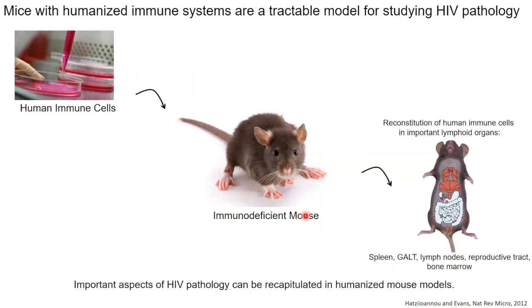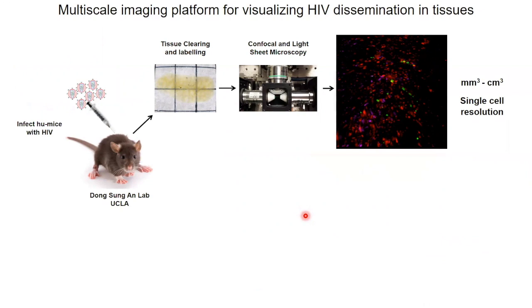The main platform I'm going to talk about today combines light microscopy to look at HIV transmission. We can take these humanized mice and infect them with HIV. For today's work, this was done in collaboration with Dong Sung An at UCLA. We can make entire organs, this here is a mouse spleen, optically transparent, so completely see-through. Then we can use various modes of light microscopy to generate images that are cubic millimeters to cubic centimeters in volume, but with single cell resolution.